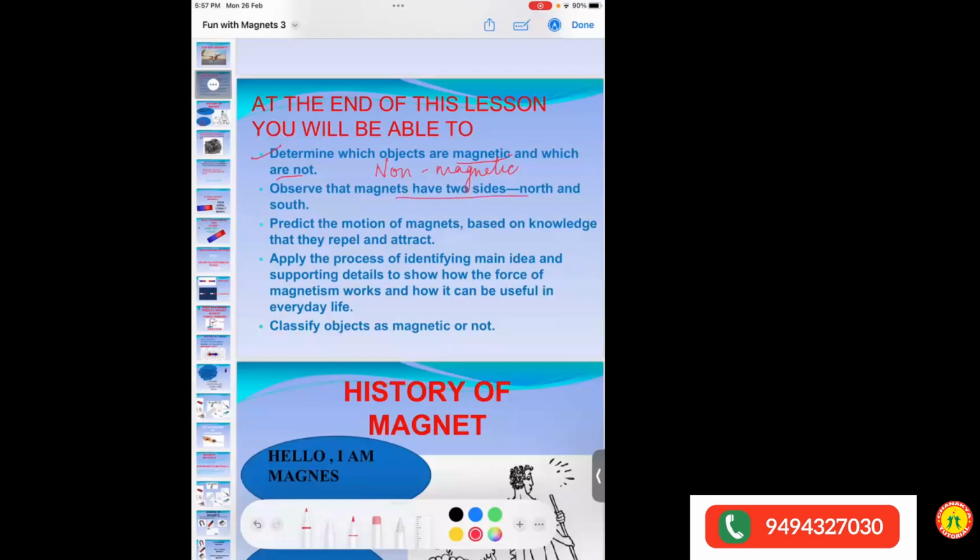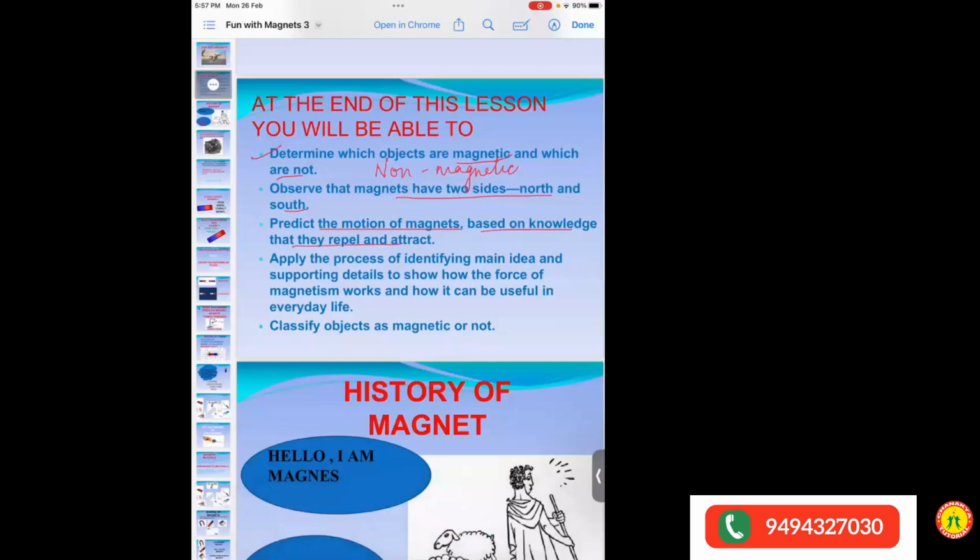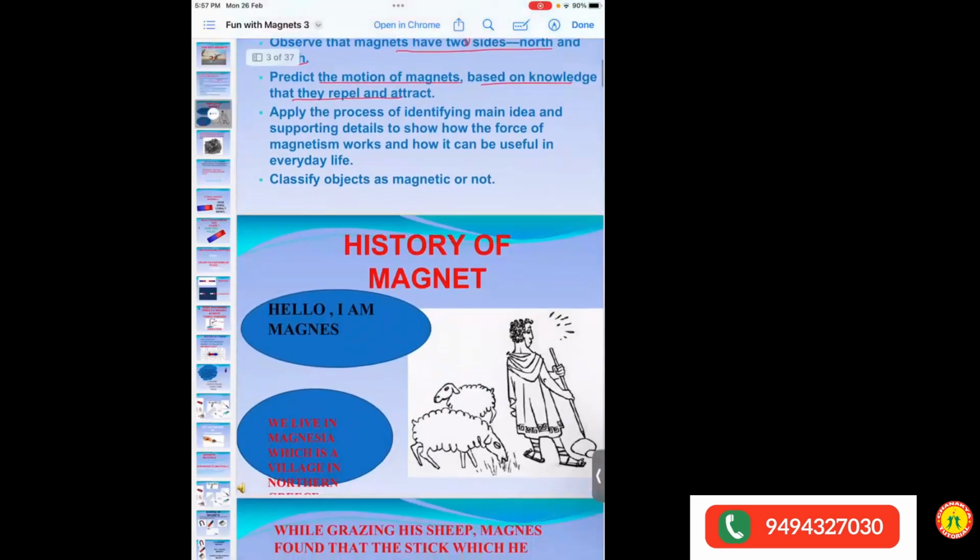So observe that magnets have two sides, north and south. Then the third one, predict the motion of magnets. So how do they move? Based on the knowledge that they repel and attract. Depending upon that knowledge, we should know why they are repelling and why they are attracting.